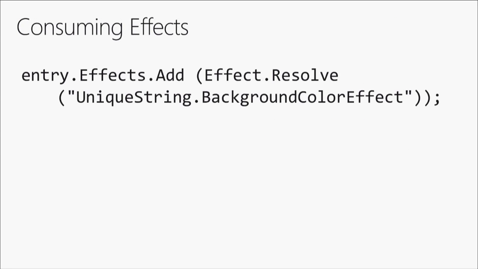So the next part is consuming effects. And the simplest way to add an effect to a control is to write the control in C# or XAML, and then add the effect to its effects collection. And there's a couple other ways to do it. So we're going to do entry.effects.add and then add the effect. But there's a couple other ways to do this, and I'll let you explore those on your own if you're interested.